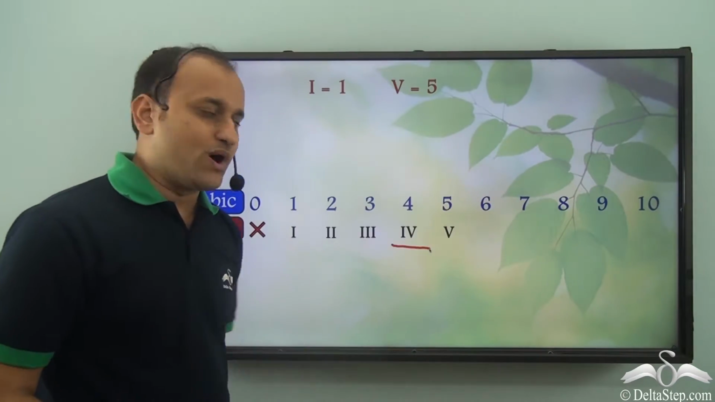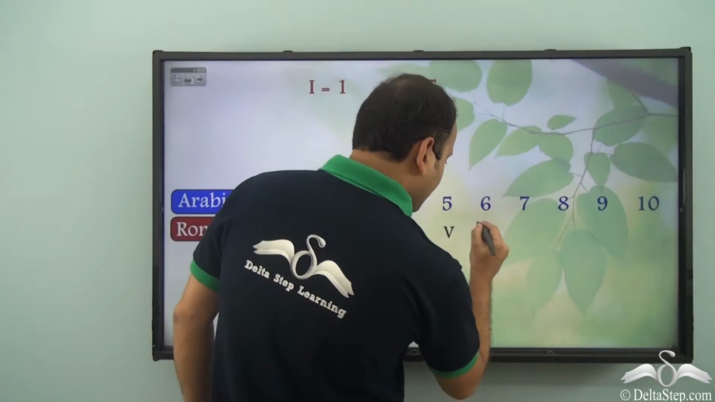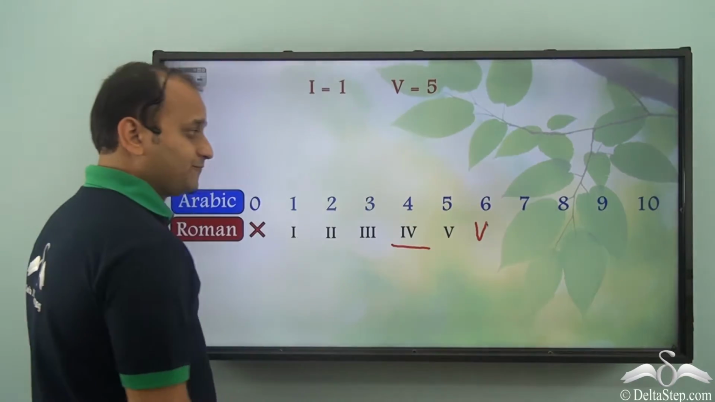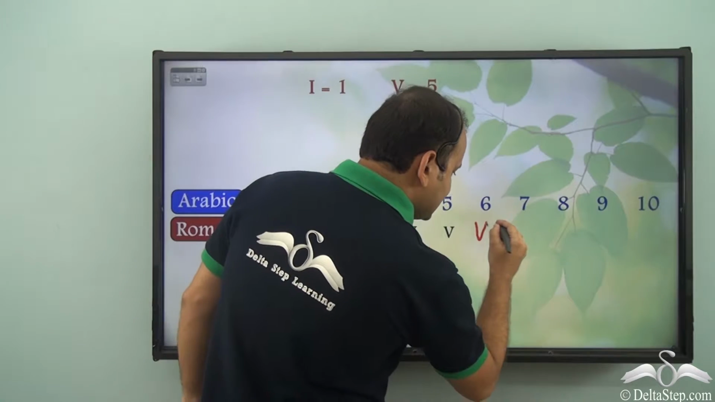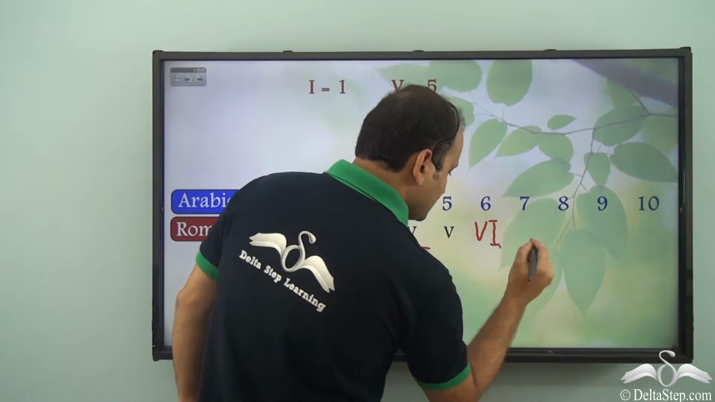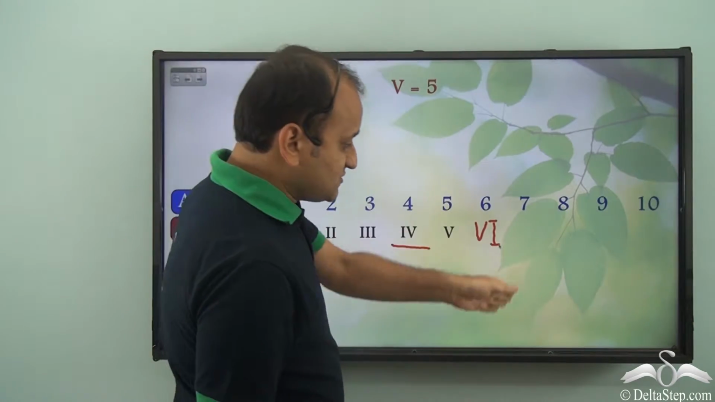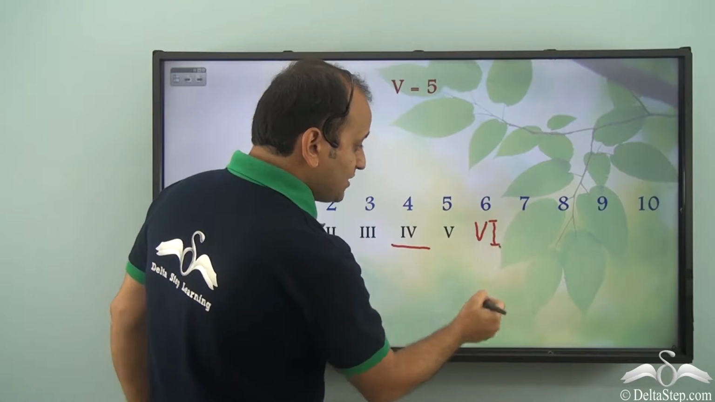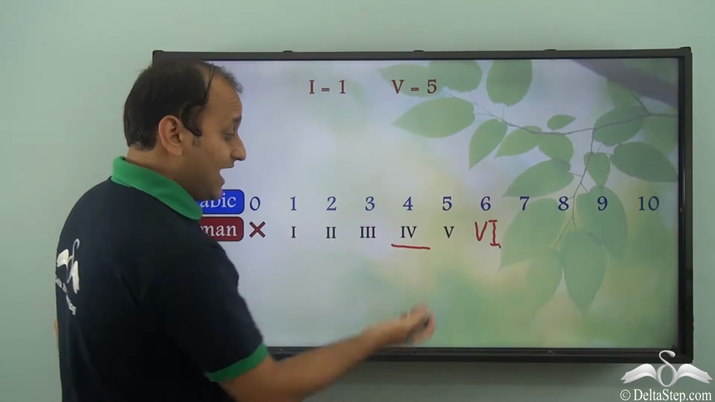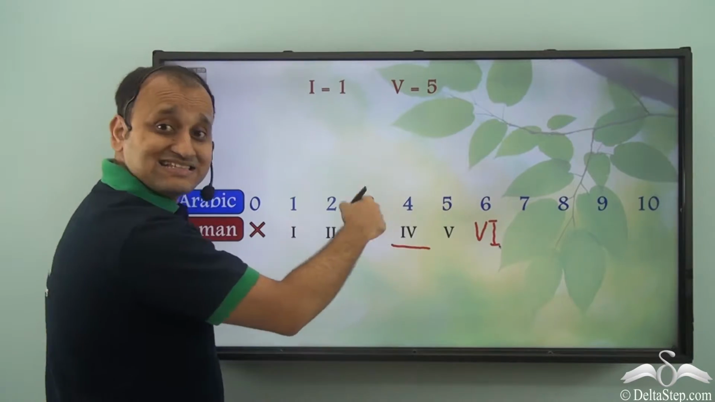So what will be the next one? Well, how do we write 6 in this case? We know that V represents 5. Now we have 1 more than 5. So we write an I to the right of it. Now, what does this mean? Well, if you have a smaller number to the right of a larger number, we add. As we had a smaller number to the left of the larger number, we subtracted.